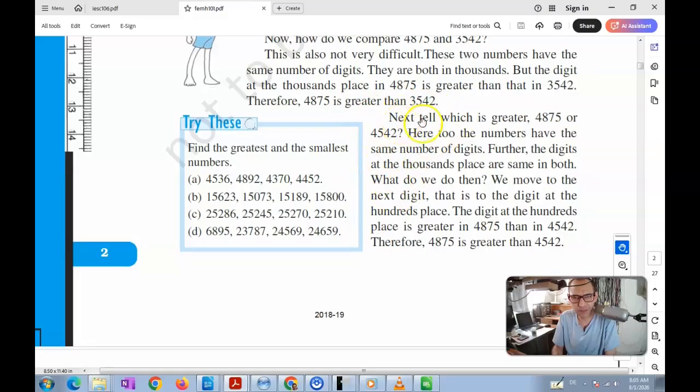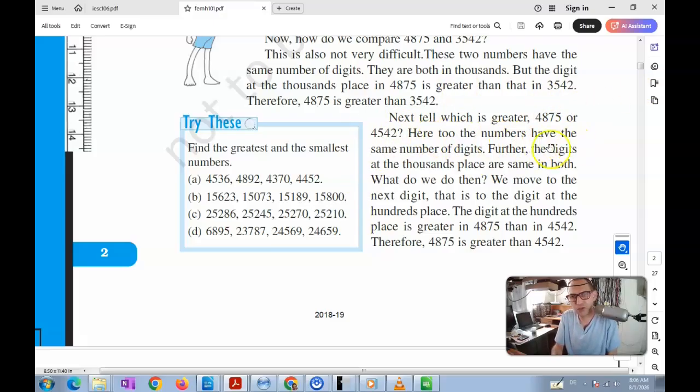And then basically, next tell which is greater, 4,875 or 4,542. Again, over here, the two numbers have the same number of digits, so we go for the largest place value, which is the thousands place value. There is a 4 here, there is a 4 here. So that means there is a 4,000 there, there is also a 4,000 there, equal. So we need to move to the smaller place value in both the numbers. When we do so, we have a 5 over here, which is essentially a 500, and we have an 8 over here, which is an 800. So of course 800 is larger than 500. So this number is greater than this number.